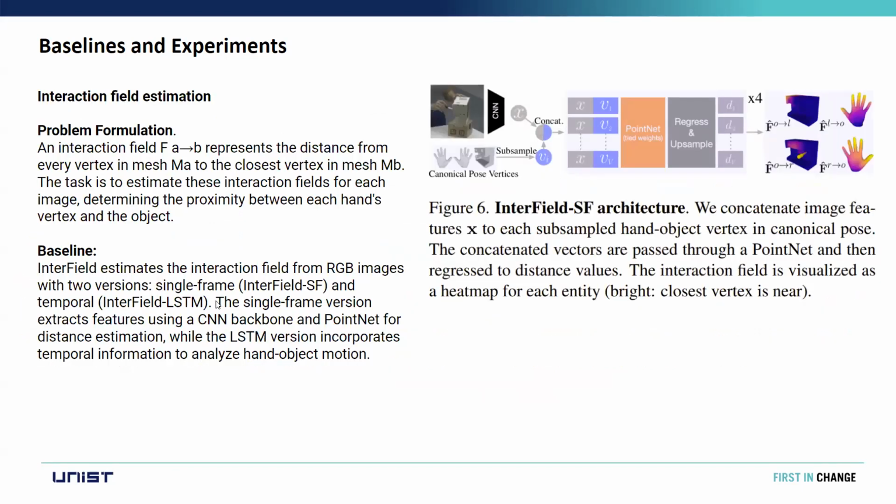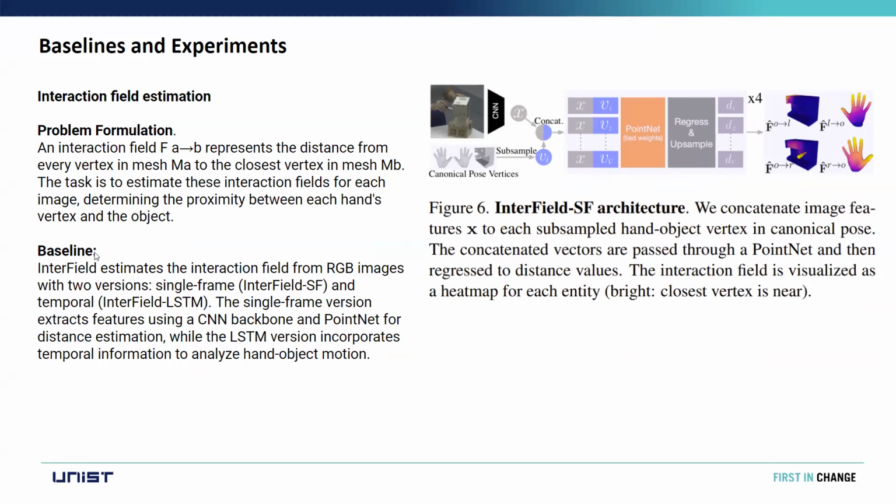So for the next task, which is the interaction field estimation, they ask themselves: an interaction field F from A to B represents the distance from every vertex in the mesh of MA, let's say MA is the object, to the closest vertex in the mesh of MB, which can be a hand. So the task is to estimate this interaction field for each image by determining the proximity between each hand vertex and the object. They try to ask how far the hand is given the object position, and produce the proximity between the contact area of the hand and the given object.